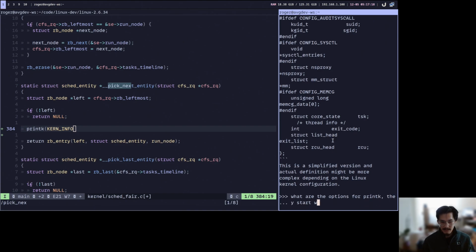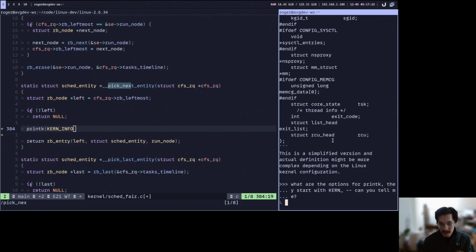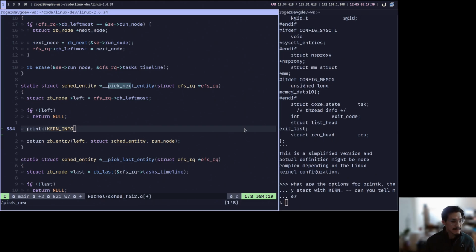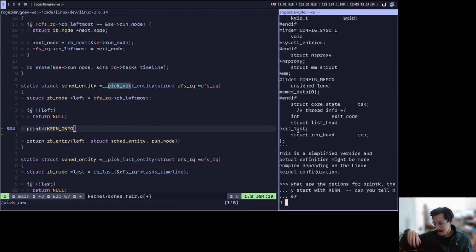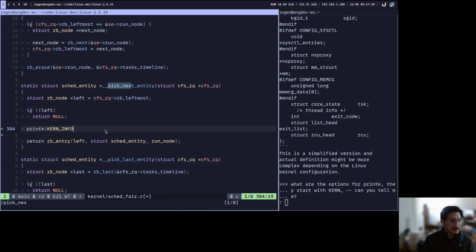They start with kern. Can you tell me? So what are the options for printk? Oh yeah, Ollama kind of unloads the model after a while. I need to set it so that it doesn't do that. I think it's just KERN_INFO, and then I'm going to say the process to be picked next is, okay.